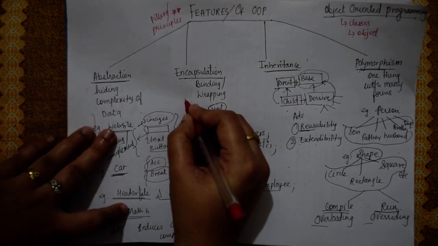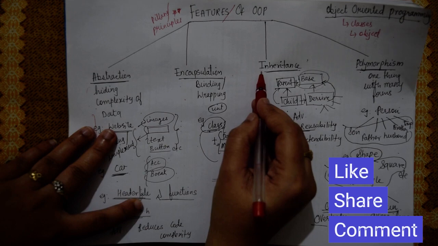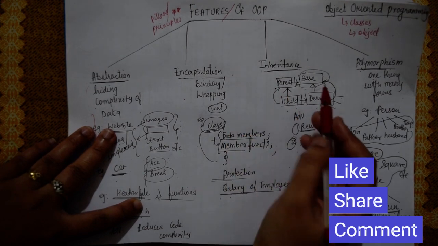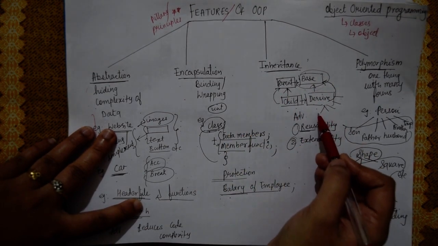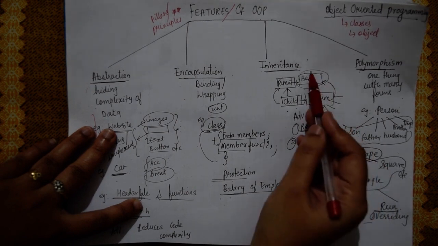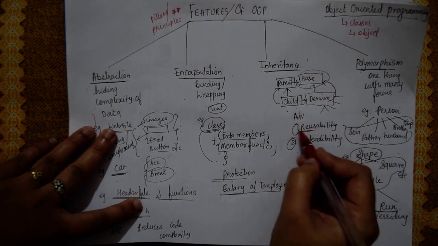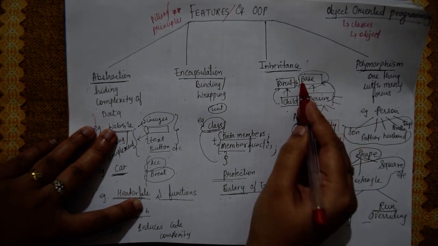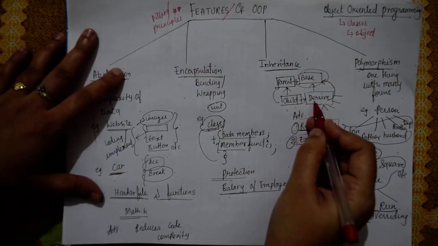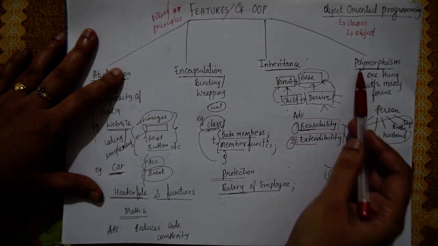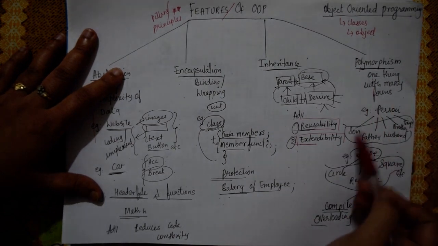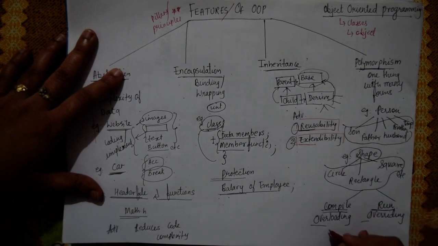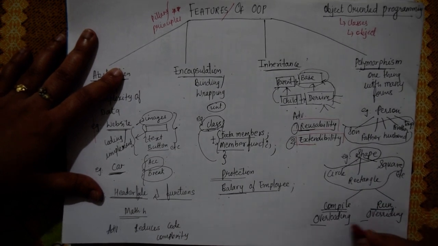Then we have seen inheritance. In inheritance we have a base class and a derived class. So the derived class is acquiring the properties from the base class. And the advantages are reusability and extendability, as we are reusing the properties of the base class and we are adding our own properties in the derived class. Okay. Then we have seen polymorphism, one thing with different forms, and the examples for it and the types of polymorphism. We will have a detailed video on types of polymorphism.